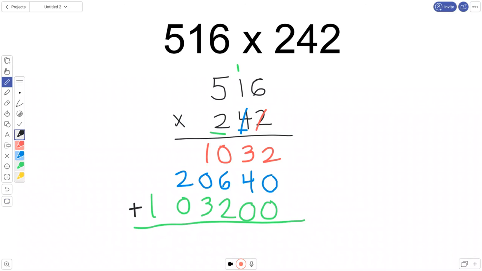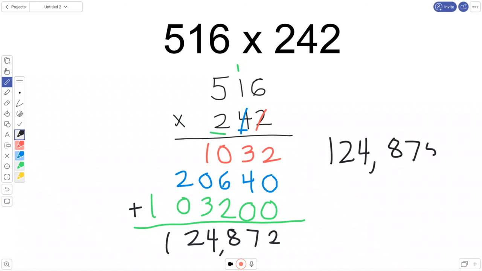Now I'm going to add it all together. Start at the ones. 2 plus 0 is 2. 3 plus 4 plus 0 is 7. 0 plus 6 plus 2 is 8. 1 plus 0 plus 3 is 4. 2 plus 0 is 2. And 1 plus a bunch of blank spots is simply 1. So I get this final answer of 124,872. All right, there we go.